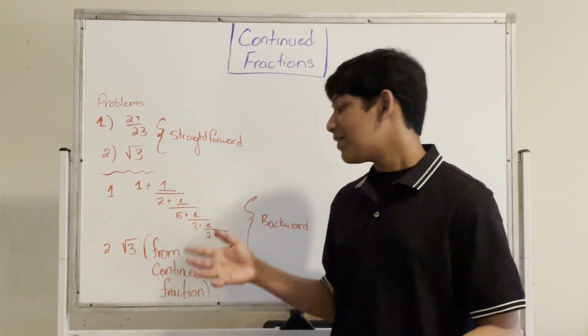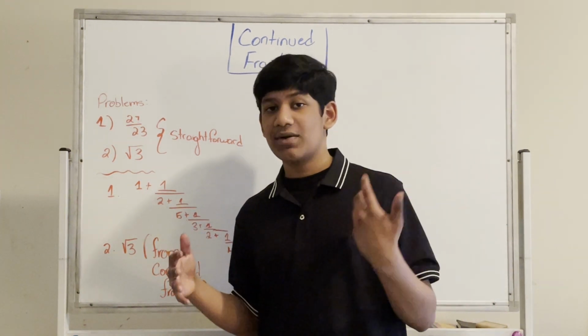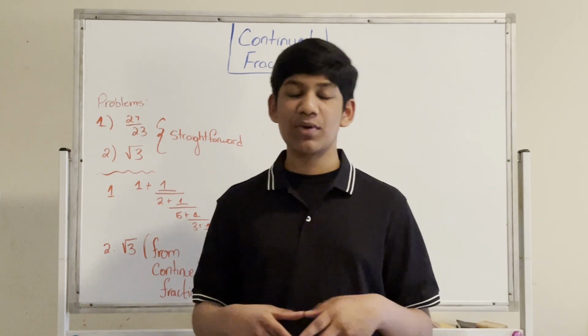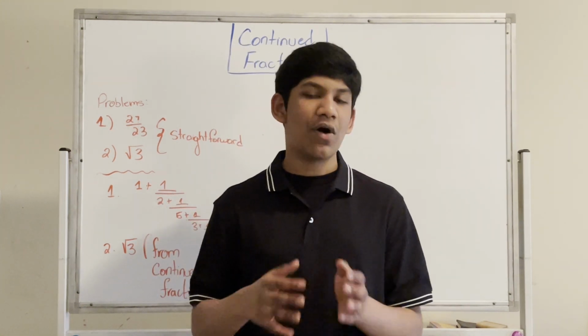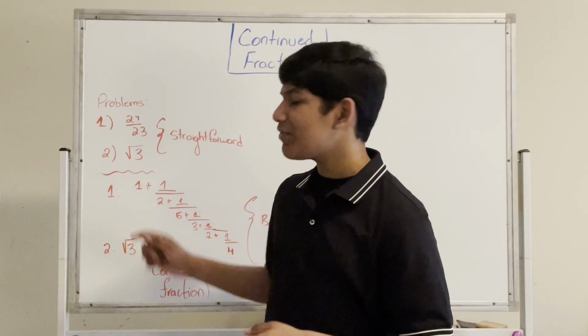Then we're going to be taking the continued fraction form of the square root of 3, and we're going to be deducing the square root of 3 from it, in which we're going to be using an experimental process. Okay, so let's begin by talking about the first problem.